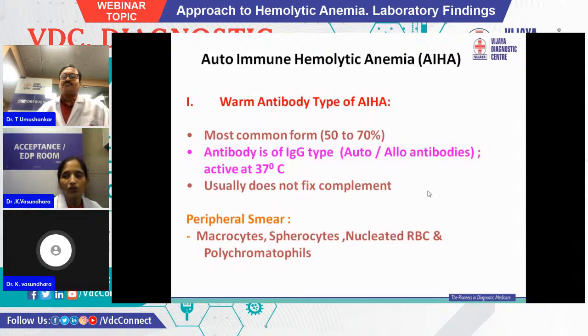First is the warm autoantibody type of IHA. It's the most common, and the antibody is usually of IgG type. What happens is these antibodies go to the RBCs, and these antibody coated RBCs get sequestrated in spleen and get destroyed. So it's an extravascular hemolysis. In peripheral smear, you'll see macrocytes, spherocytes, NRBCs, and polychromatophils.